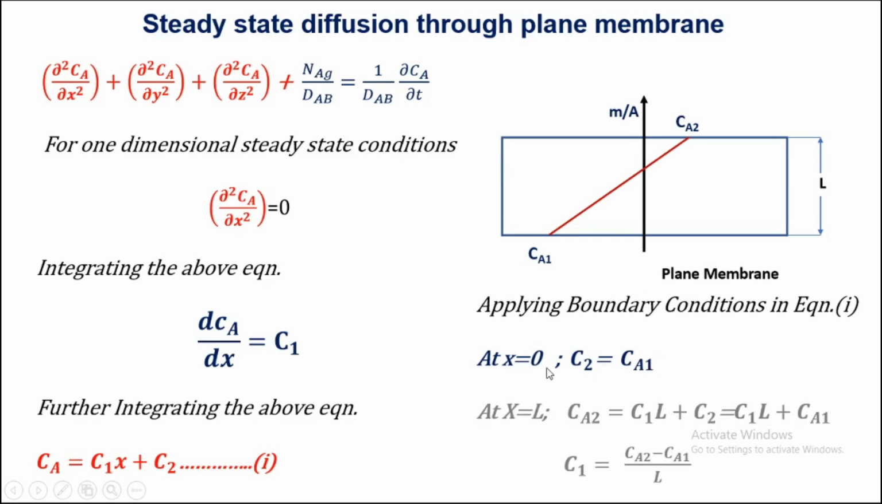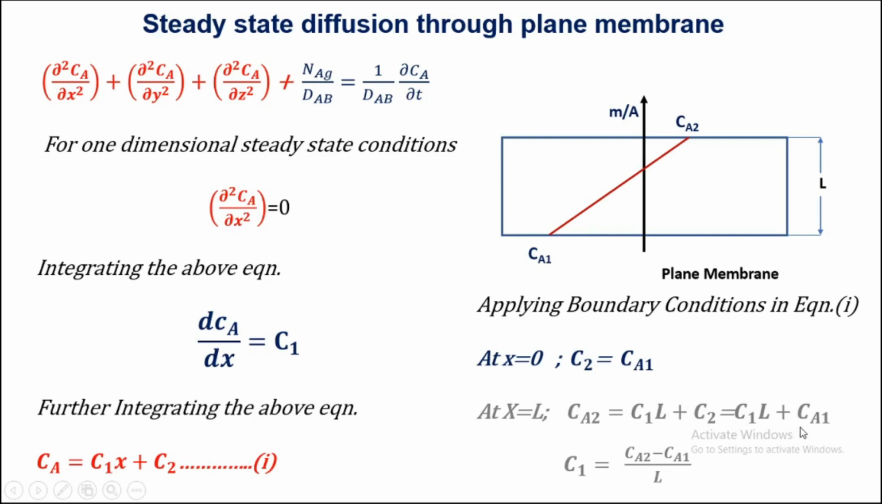In the same way, if you substitute x is equal to L, that is C1 into L. So when x becomes L, this Ca will become Ca2. So Ca2 is equal to C1 into L plus C2. So that is given here. Further, if you substitute the C2 value, this equation can be rewritten like this, that is C1 into L, the C2 value will become Ca1. So we will get this equation.